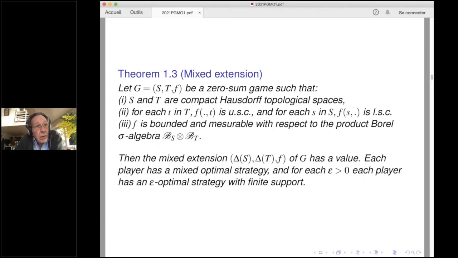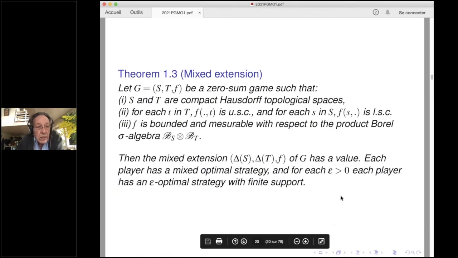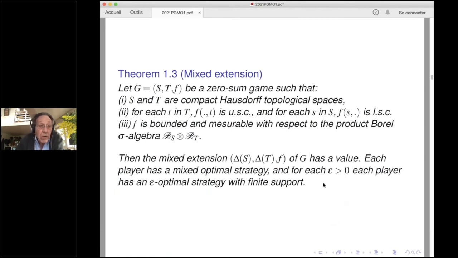A third theorem is in the compact case, the mixed extension. So take a zero-sum game, G, and assume that S and T are compact. For each T, F is upper semi-continuous in S. For each S, F is lower semi-continuous in T. I assume that F is bounded and measurable with respect to the product Borel field. Then I use the mixed extension. This is what I was saying.